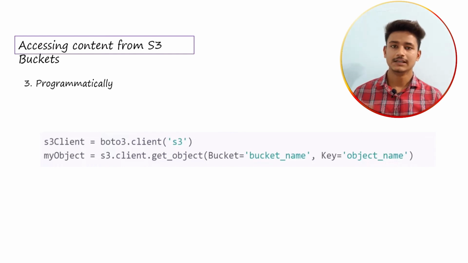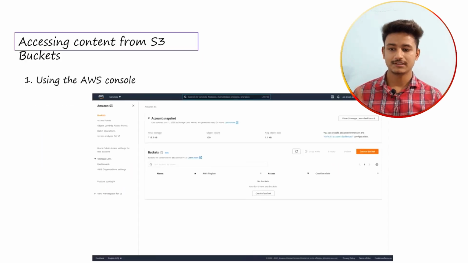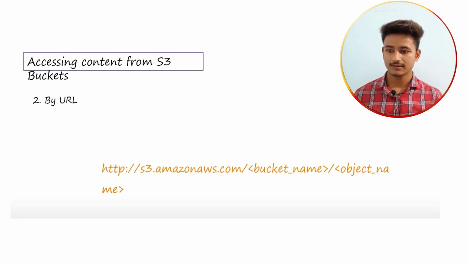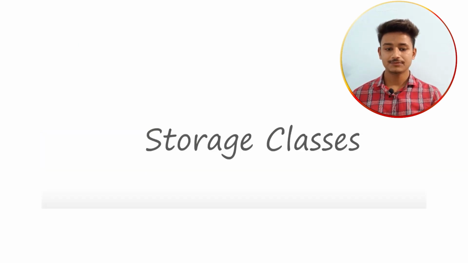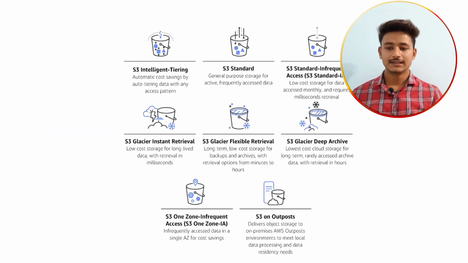There are three ways to access: number one, as you have seen, using the console or the UI; then the URL; then programmatically. Then come the storage classes, as I mentioned earlier. Storage classes are simply the instance types provided by AWS. Initially there were no multiple classes, but now you can see eight classes.